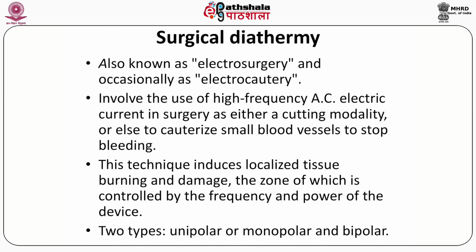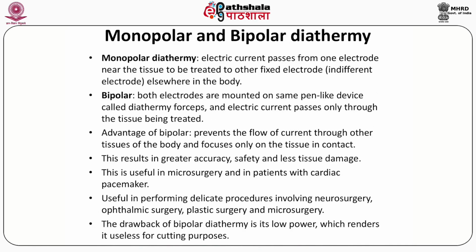The surgical diathermy that is being used is of two types: unipolar, or we call it monopolar, and bipolar. As the name suggests, in monopolar diathermy the electric current passes from one electrode near the tissue to be treated to another fixed electrode. That fixed electrode is commonly placed at some other place in the body. It is often called the indifferent electrode and is placed elsewhere in the body.